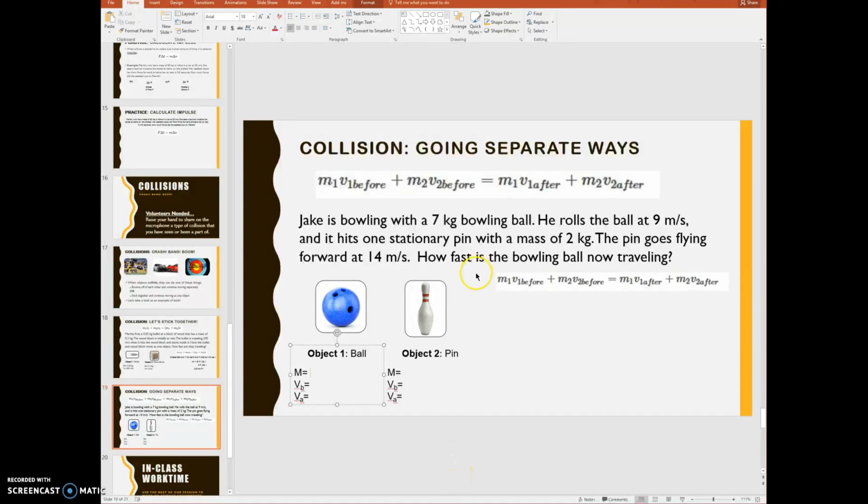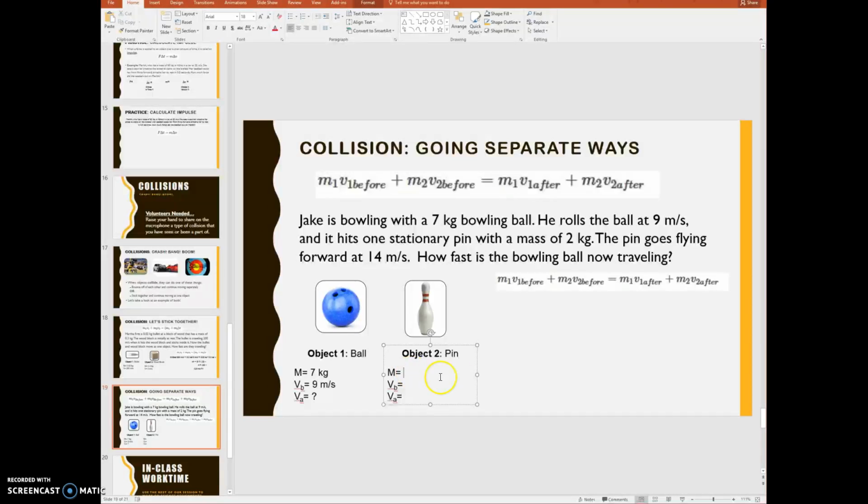The mass of my ball in this story problem is 7 kilograms, just like you can see in the first part of the sentence. My velocity before the collision of the ball is 9 meters per second. And my velocity of the ball afterwards is what I'm trying to find, because the question asks me, how fast is the bowling ball now traveling? So we're looking at this bowling ball and this pin that are colliding and bouncing off of each other. We want to know how fast that ball is traveling.